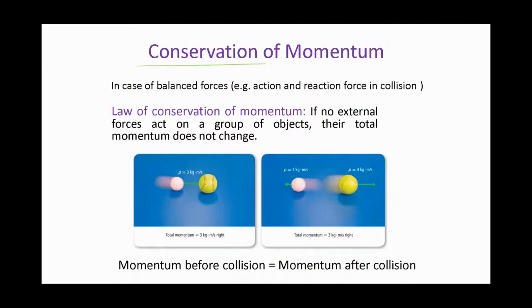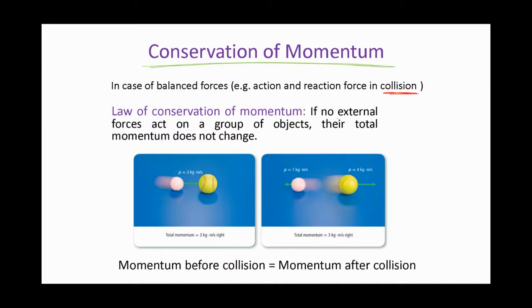Conservation of momentum. What's the meaning of conservation? Conservation means that you keep a certain amount constant. You keep a certain amount non-changeable. You don't change it. Okay? In some cases, momentum becomes conserved. It does not change. When is that? It happens in collisions. In case of collision.